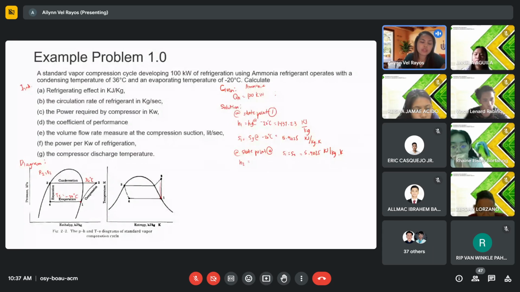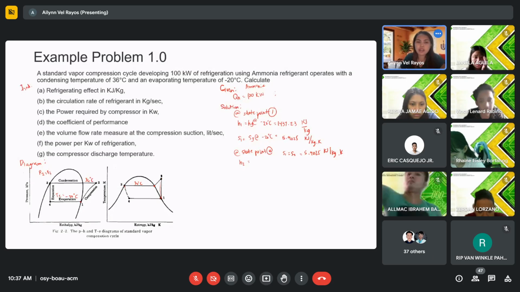So, itong condensing temperature is 36 degrees Celsius. Pero yung T2 natin is mas mataas. So, hindi dito lang yung 36 degrees Celsius. Ito lang siya. Pero mas mataas yung T2 natin. Hindi natin pwedeng sabihin na yung temperature to natin is equal sa 2. Hindi. Ang pwede lang natin sabihin is yung pressure 2 natin is equivalent to pressure 3.